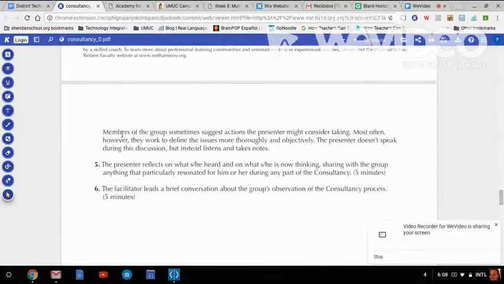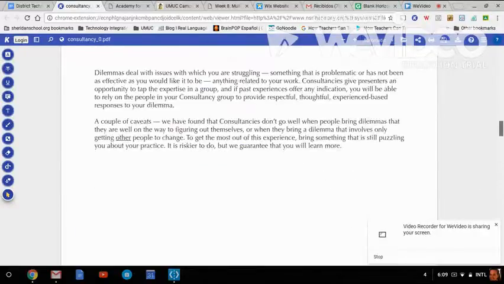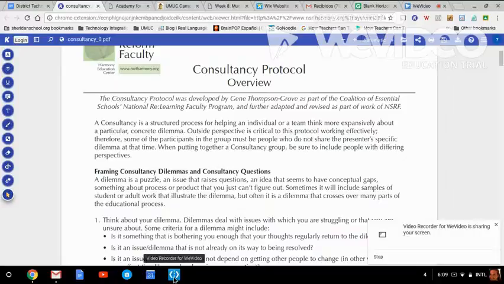And number five, the presenter is going to reflect on what we heard, on what I heard, and share back with the group. Kind of say back what I took away. And then number six, the facilitator will lead a brief discussion around the group's observation of the consultancy process. So these are the steps that we're going to take in our consultancy protocol overview, and we are going to see if we can use this protocol to come up with some real guided solutions to our problem.